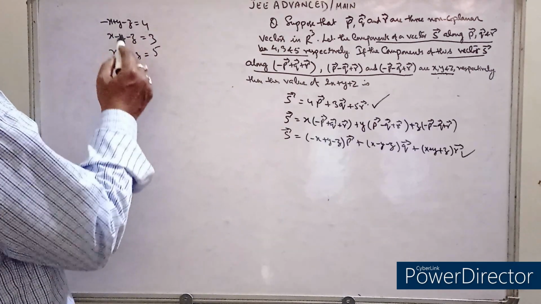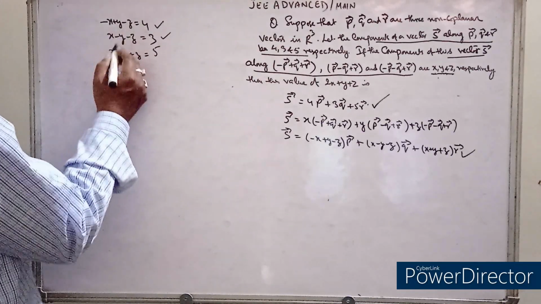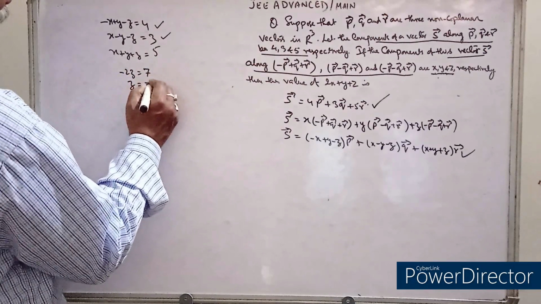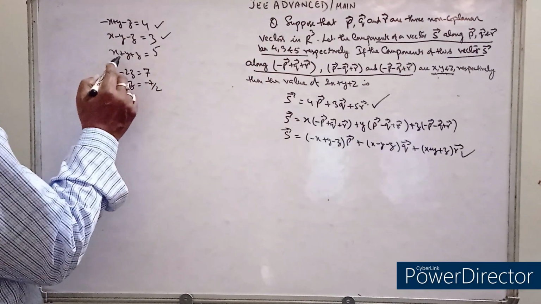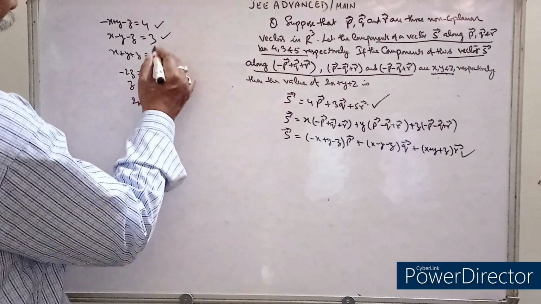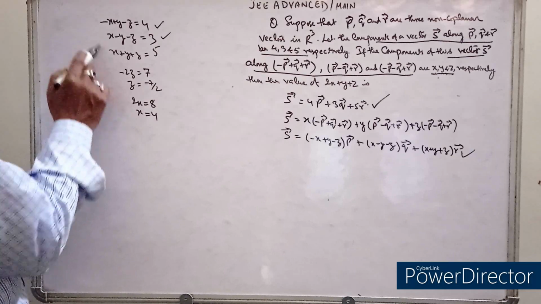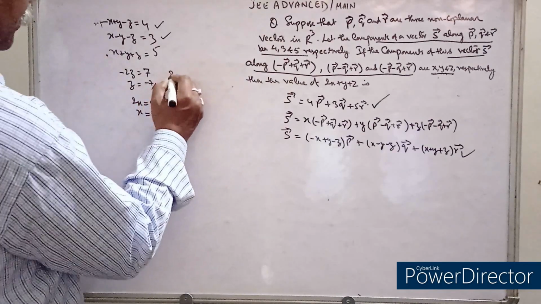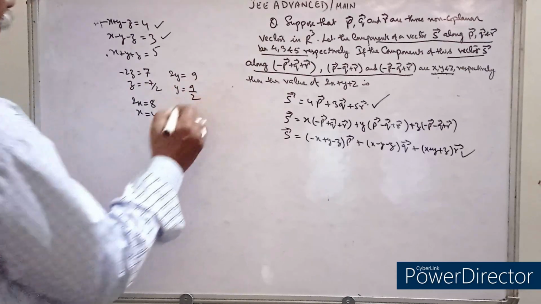If you take these two equations and add them, this cancels out, and minus 2z is equal to 7, so z will be equal to minus 7 by 2. Again, if you take these two equations and add, this cancels out, so 2x is equal to 8, 5 plus 3, so x will be equal to 4. And if you take these two equations, x and z cancel out, 2y will be equal to 5 plus 4, 9, so y is equal to 9 by 2.